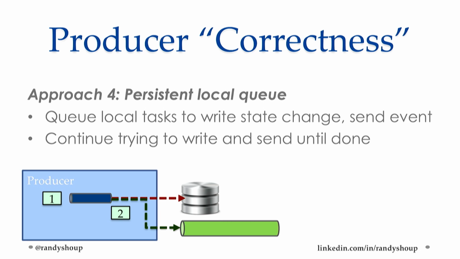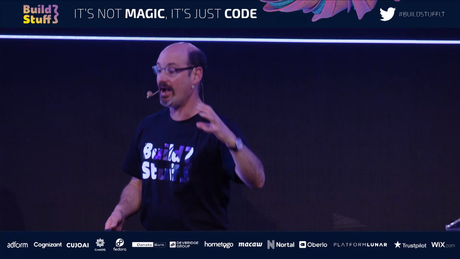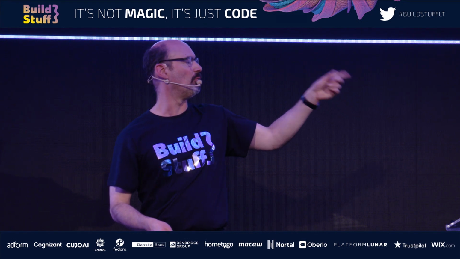And if it doesn't do both, I'm going to keep retrying and retrying and retrying. The key idea here, though, is that it's persistent, because if I die, I need to come back and that local queue still needs to be there so I can keep retrying. Does it make sense? I've seen this technique done a lot, but without the persistent part, that's not good.